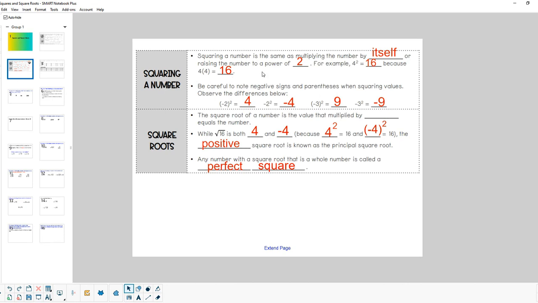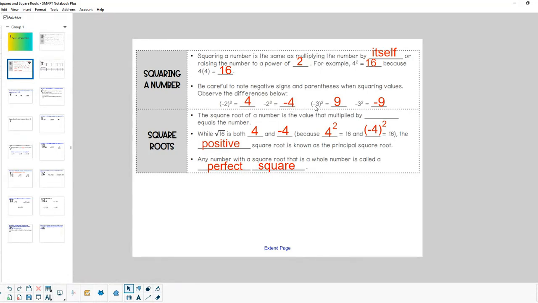Be careful to note negative signs in parentheses when you're squaring values. Observe the difference below. For example, if I have (negative 2) squared, that's like saying negative 2 times negative 2, and a negative times a negative is a positive, so you get positive 4. On the other hand, when I have the next one, that's like saying the negative of 2 squared. And 2 squared is 4, and then the negative of 4 is negative 4.